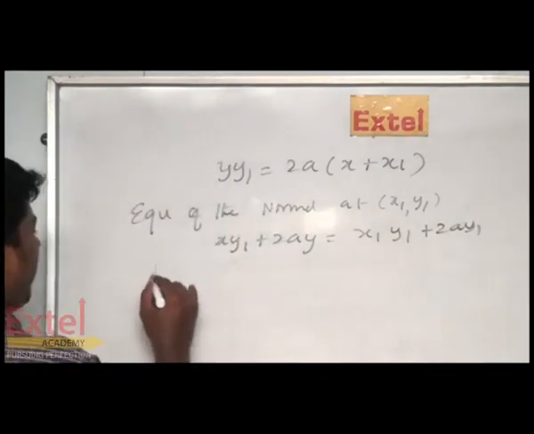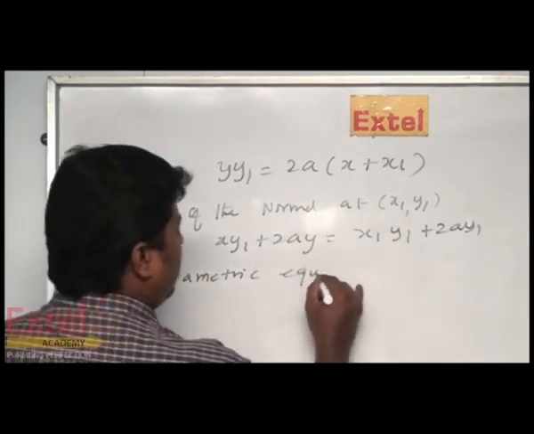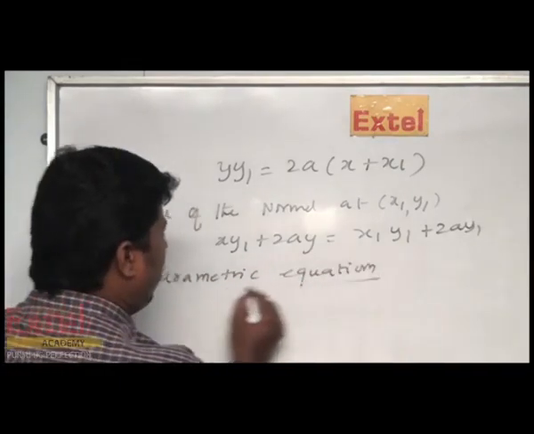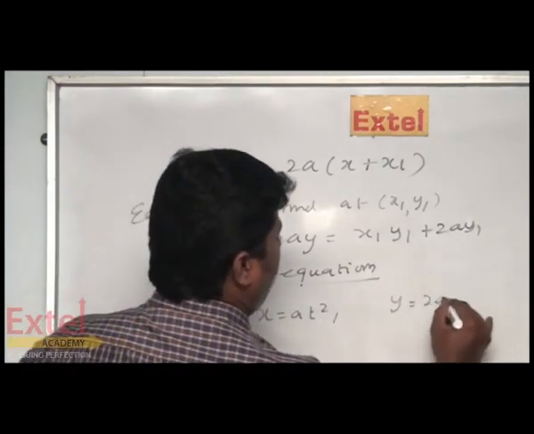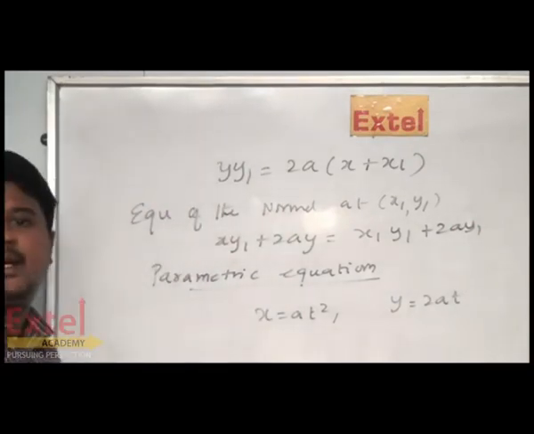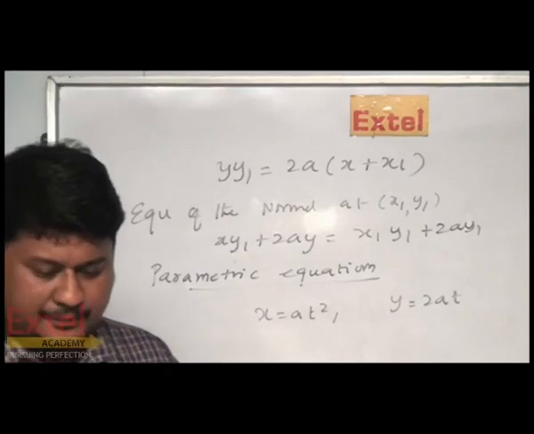Next, the parametric equations of a parabola are x equals a t squared and y equals 2at. That is, x equals a t squared and y equals 2at.